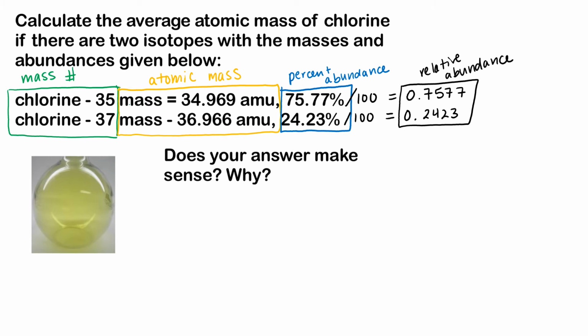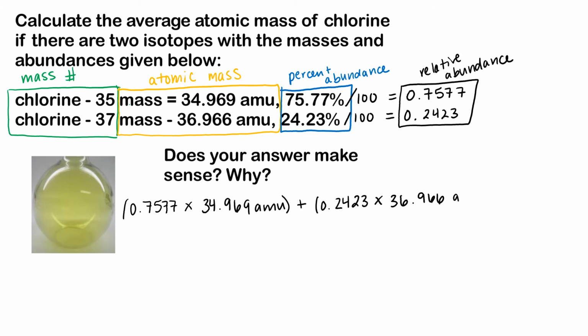We know that we're going to multiply the relative abundance of an isotope by the isotope's mass. So we're going to take the relative abundance of chlorine-35 and multiply it by the mass of chlorine-35, which is 34.969 AMUs. We're going to do this for however many isotopes are given to us in the problem. Here we have two different isotopes. So I'm going to do the second relative abundance, that 0.2423, and multiply that by the atomic mass of chlorine-37, which is 36.966 AMUs.